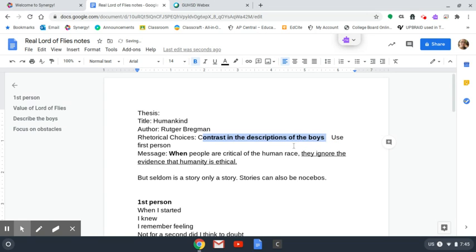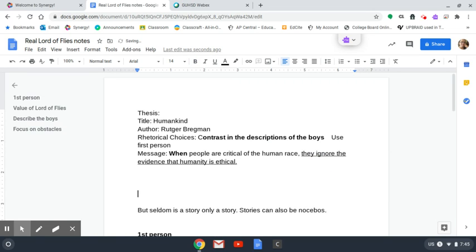And if this one is stronger, where does it have to go in the thesis? First or second? Yep, that has to be the second place, because we want any essay or any paragraph to build up to a point, which means you always save the best for last. And that way it feels like your reading is building up to a more and more powerful point. Does it matter what order you put these elements in? The title, the author, the rhetorical choice, the message?